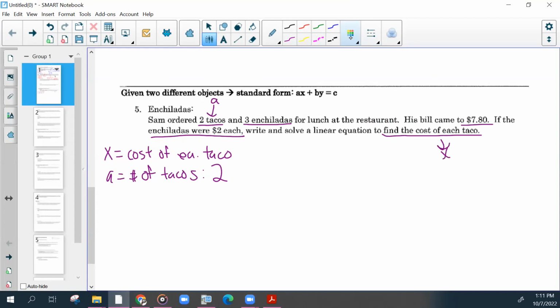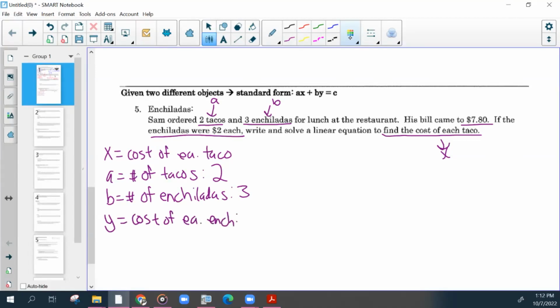Then anything about enchiladas has to be B and Y. So if A is the number of tacos, then B has to be the number of enchiladas. Those usually go hand in hand. We know that number to be 3. Then if X is the cost of each taco, Y has to be the cost of each enchilada, and we know the cost of each was 2. Then our final variable, our C, should represent the total cost of everything, which we know his bill came up to $7.80.